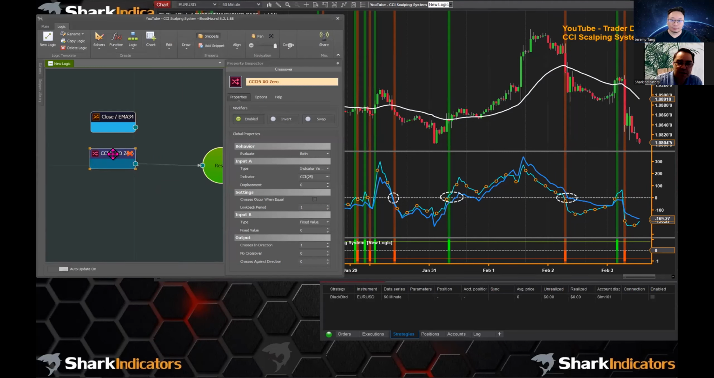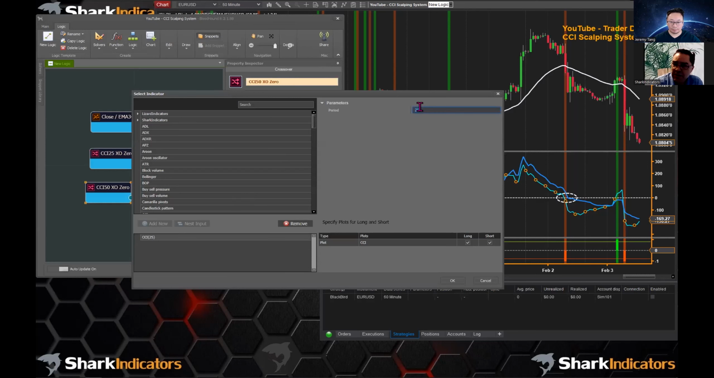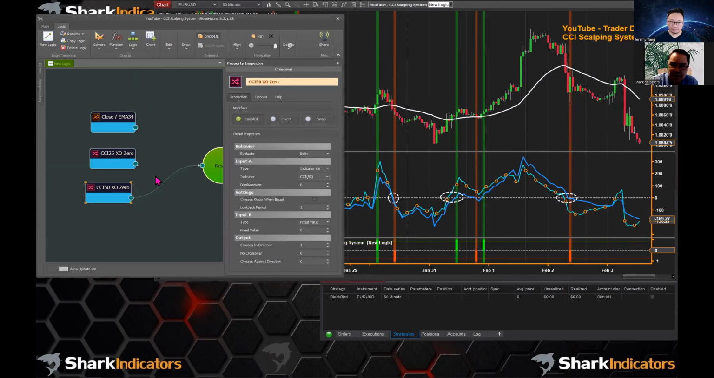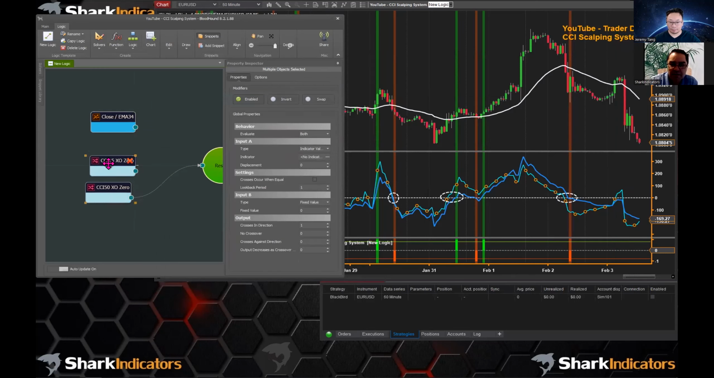Something else that's new with Bloodhound version 2 is I can now copy a node that I've made and paste it on the board. With this new crossover node, I can now adjust it so that it's looking at the CCI 50 period. I just need to go into my indicator and adjust that period to the 50 period, and I'm done. It saved me a little bit of time of having to set up a new solver.